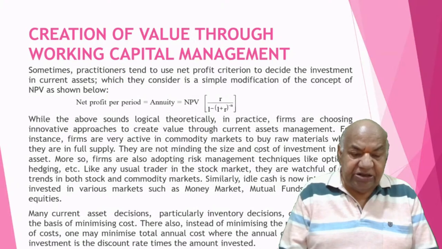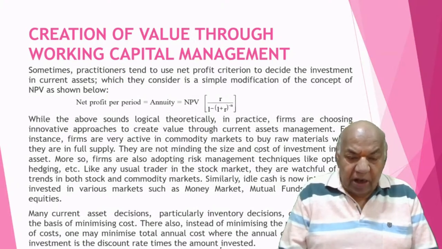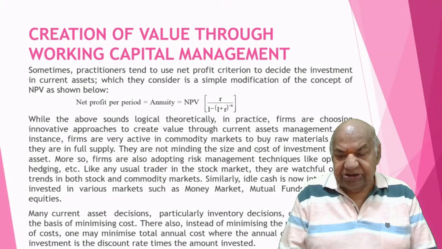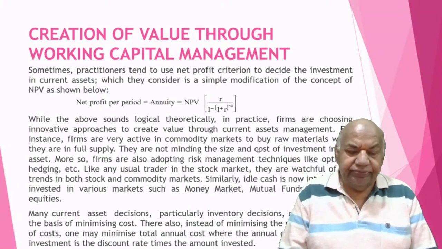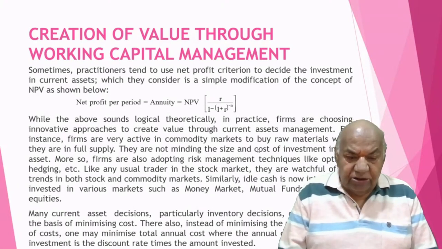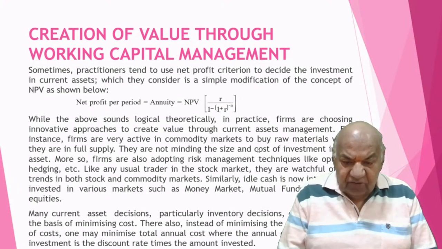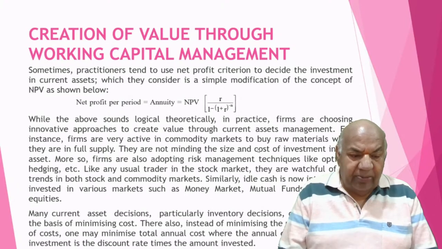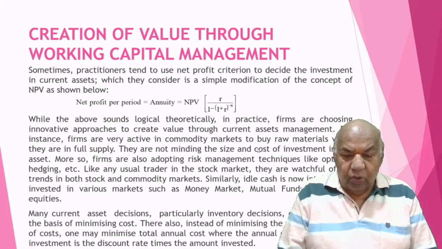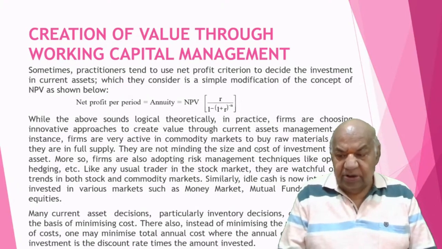Many current assets decisions, particularly inventory decisions, can be made on the basis of minimizing cost. Also, instead of minimizing the net present value of cost, one may minimize total annual cost, where the annual capital cost of the investment is the discount rate times the amount invested.